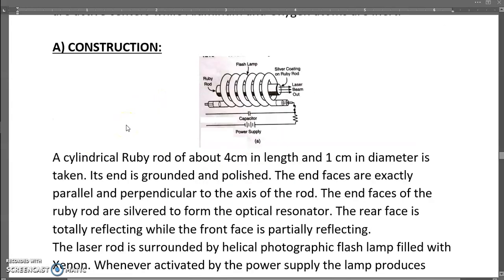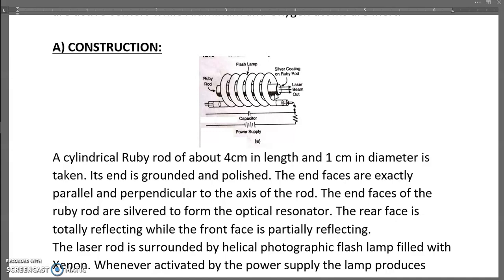Let us see the construction. The crystal ruby rod of about 4 cm in length and 1 cm in diameter is taken. You can see it here in the diagram. Its ends are ground and polished. The end faces are exactly parallel, and perpendicular to the optical axis.